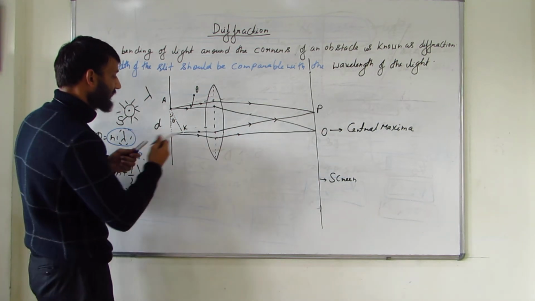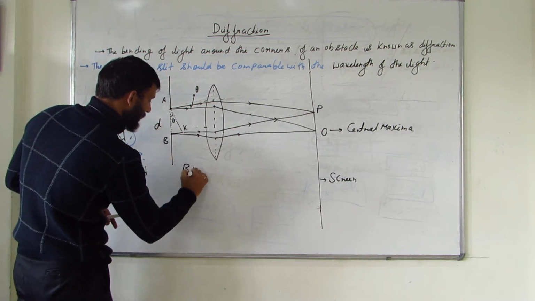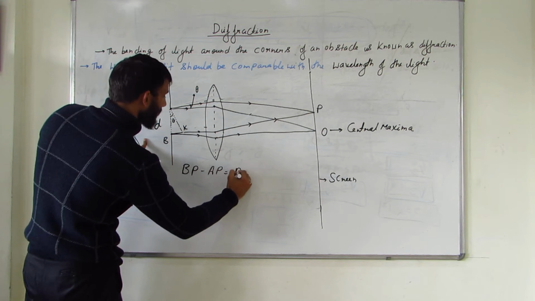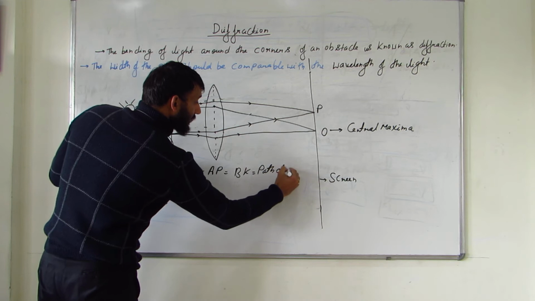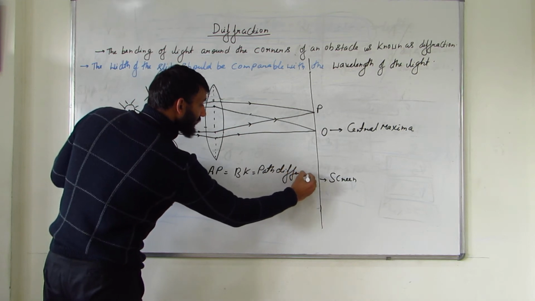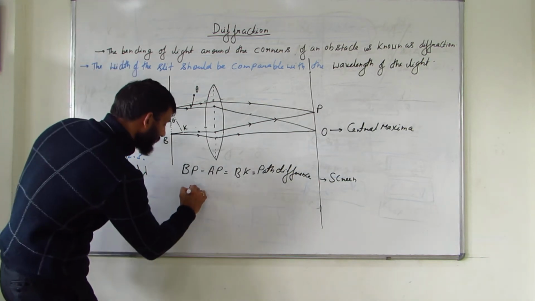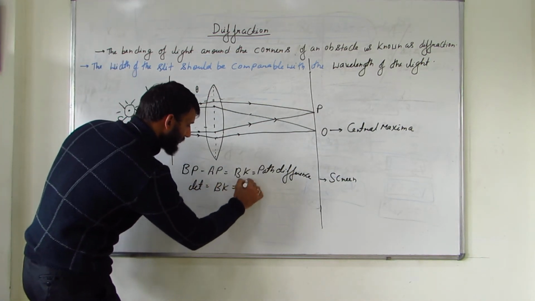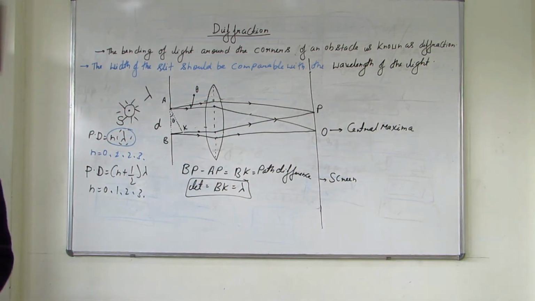Now what is the path difference? It will be BP minus AP, which is equal to BK. BK is the path difference. Now, let me assume that BK is equal to lambda, which is the wavelength of the light. This means this path difference is lambda.